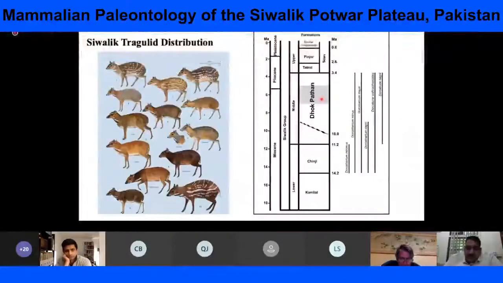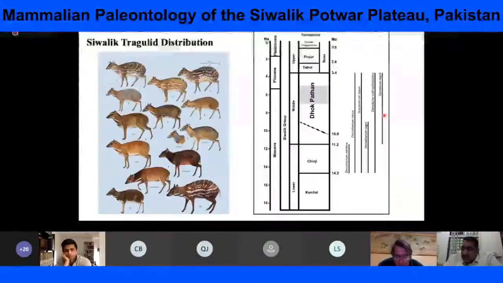This one selects a few groups to show the distribution along the Siwalik formations. One of them is the Siwalik tragulid distribution. As you can see, Dorcatherium minimus is only reported from the Chinji formation. Dorcatherium minus has a long range, reported from Chinji, Dhok Pathan, and Nagri formations, whereas Dorcatherium nagrii also has a specific distribution. Dorcabune anthracotherioides has a few fossils reported but a long range, and the same Dorcabune nagrii is also restricted to a formation.